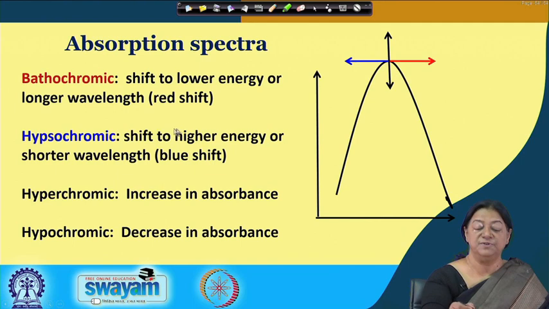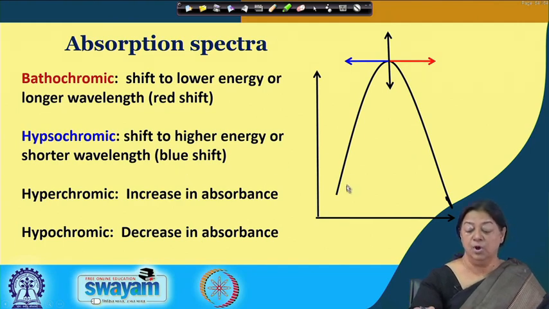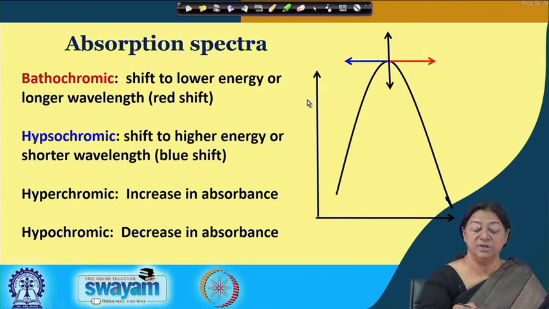When we have a shift to a higher energy or a shorter wavelength, it is called a blue shift. A bathochromic shift means a red shift, and a hypsochromic shift means a blue shift. In addition, what could happen to the specific peak in our spectrum? It could be enhanced, where we could have a hyperchromic shift, meaning an increase in absorbance, or we could have a decrease in absorbance.